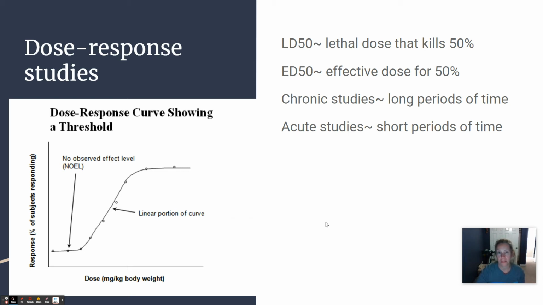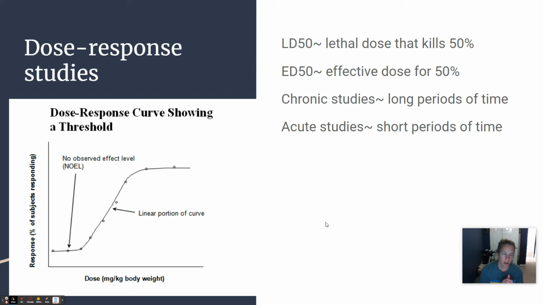So lethal dose would be killing you. Effective dose would be effective, like helping you. And then there's two different studies that we can do. There's chronic, so that would be over a long period of time. And then acute would be short period. And so acute, we're talking like maybe 1 to 4 days. Long-term chronic studies might be a year, maybe longer. Just depends on what we're studying.